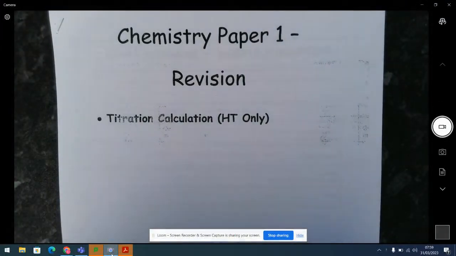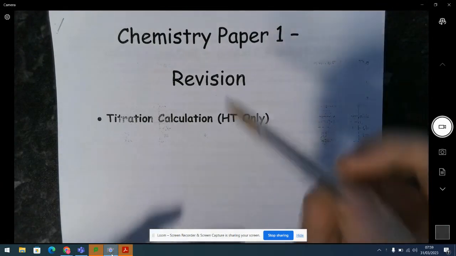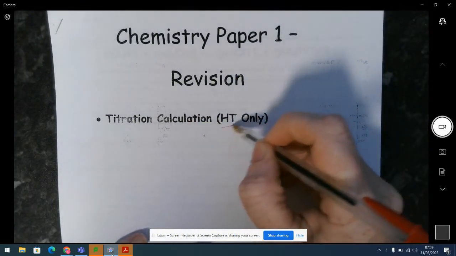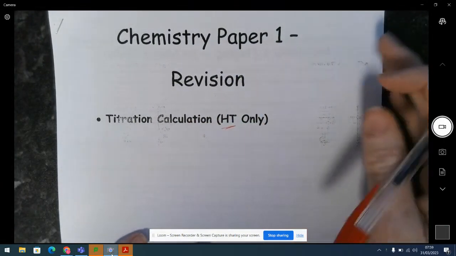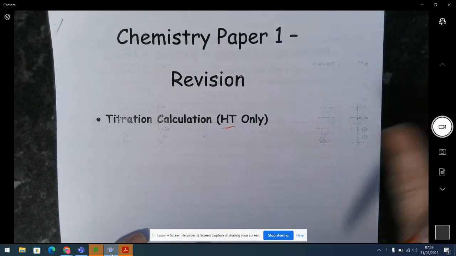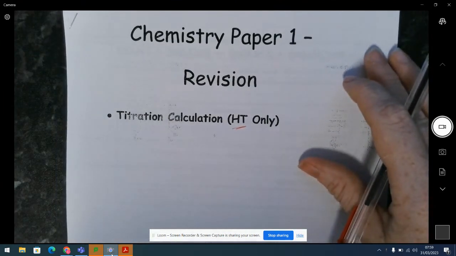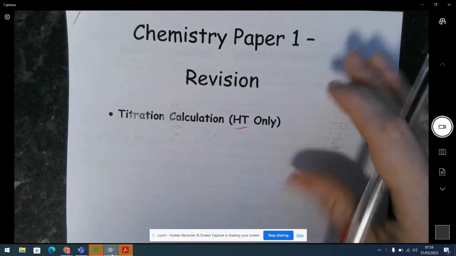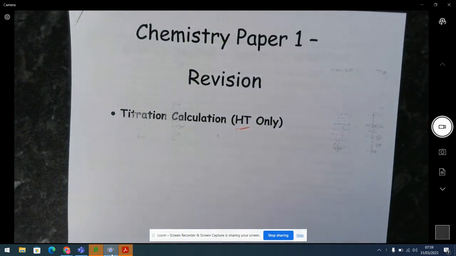Hi Year 11, this video is going to take you through titration calculations. What I do want to point out is this is for higher tier only. So if you are sitting the foundation paper, this is not a video you should watch. But I'm going to take you through how to do the titration calculation.